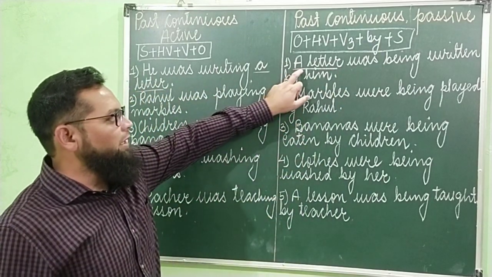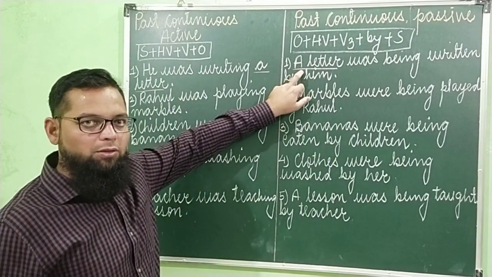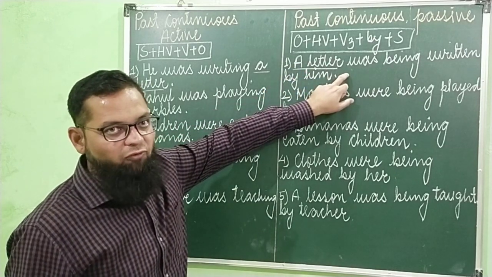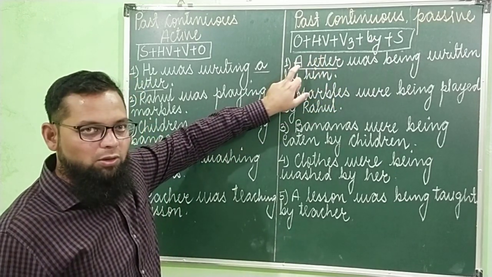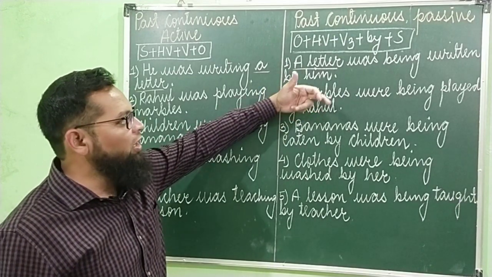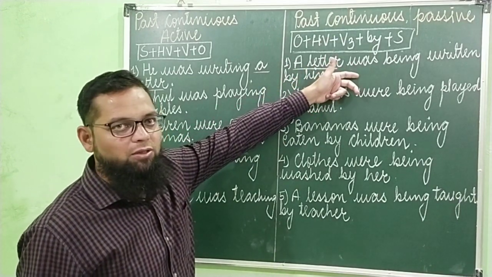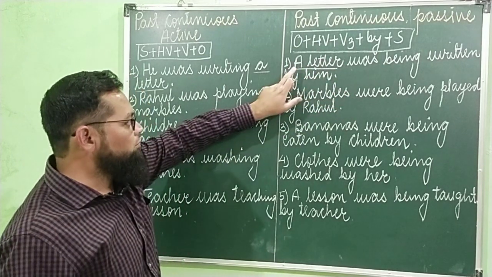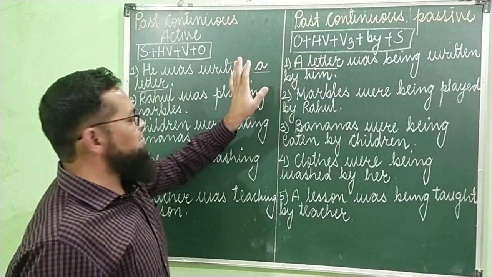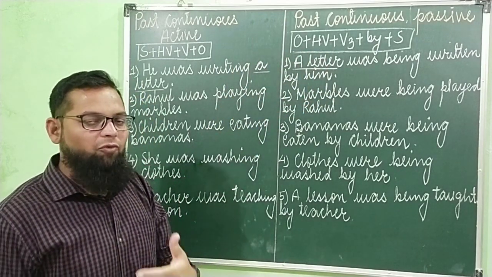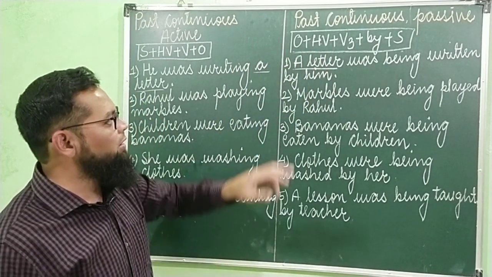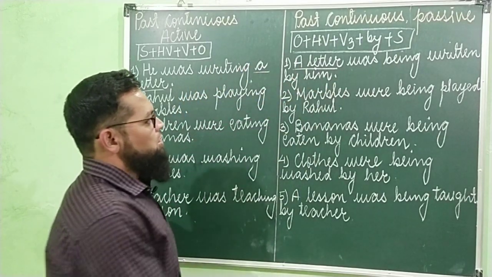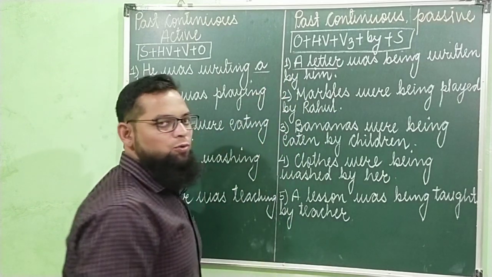Now a letter, is it singular or plural? Singular. With singular what do we use? Was. If it would have been plural, then we have to use were being. यहाँ पर letter singular है तो singular के साथ क्या आएगा? Was being. A letter, what is the helping verb in past continuous tense? We have seen the table. उस टेबल में हमने देखा कि was and were क्या में कन्वर्ट हो जाते हैं? Was being और were being में. So as a letter is singular, we have to use was being.